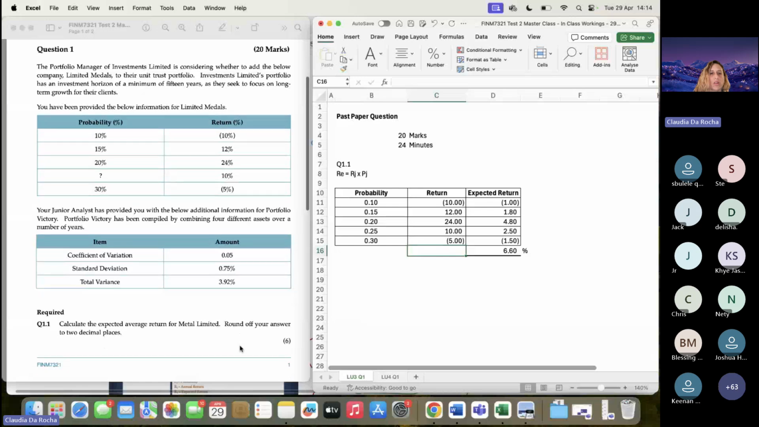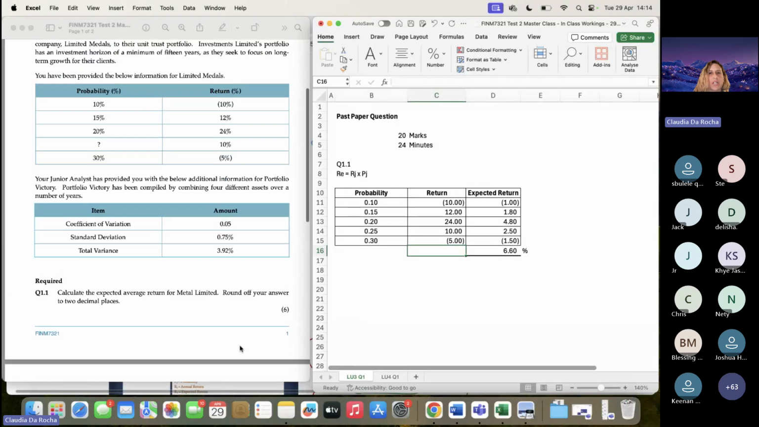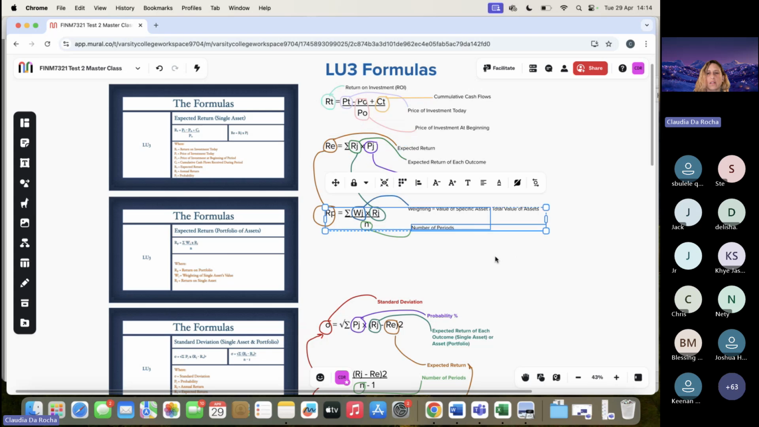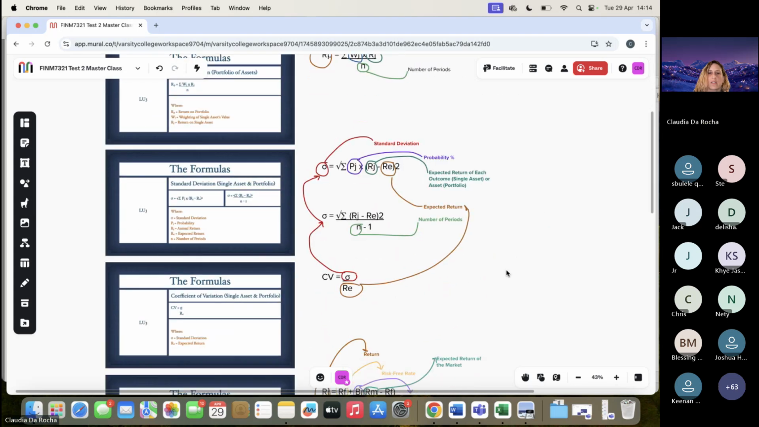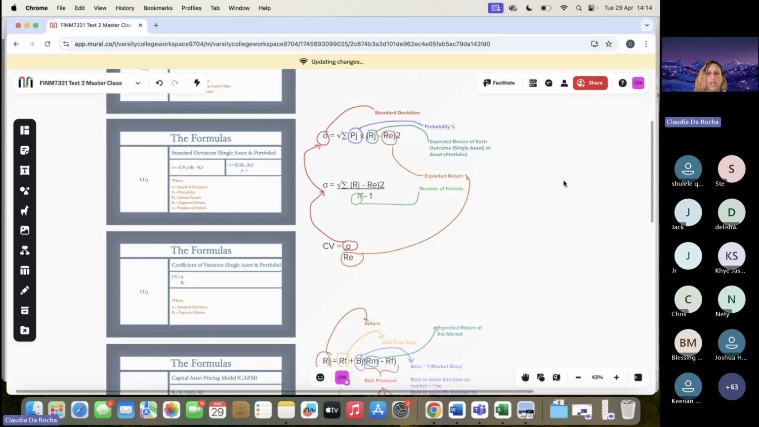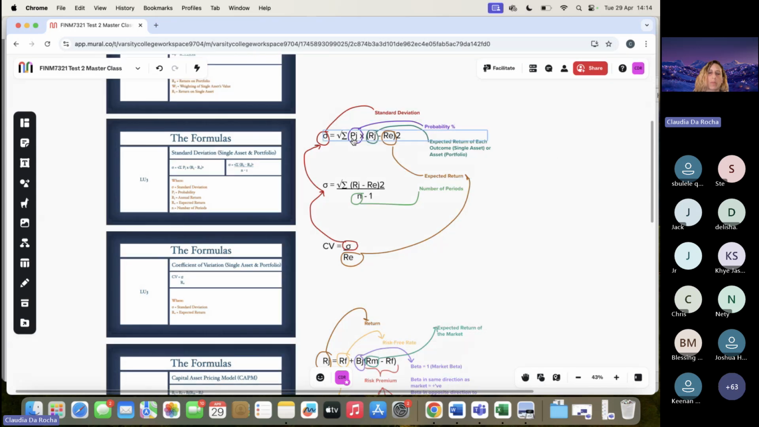Right, then number 2 asks us to calculate the standard deviation. To remind us of our standard deviation formula, it's one of these two. Because we do have probabilities, we can use the probability percentage there. We don't need to use this one at the bottom. Also, because it's a single asset, you tend to use the second one for a portfolio of assets.